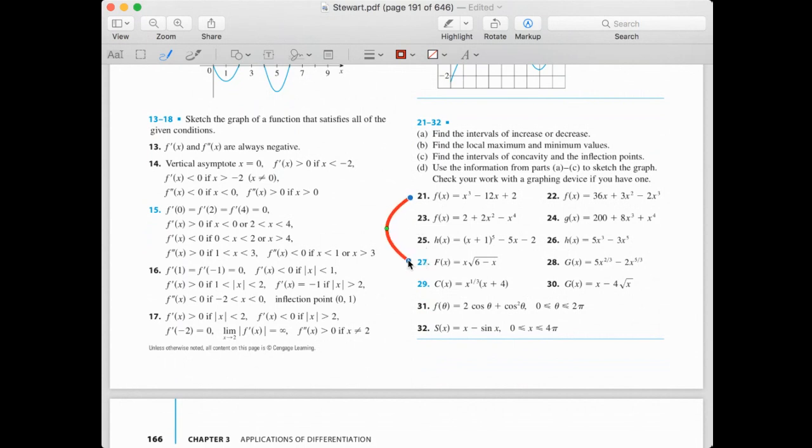Okay, let's try this 4. So 21 up to 27. Okay, let's try this now.